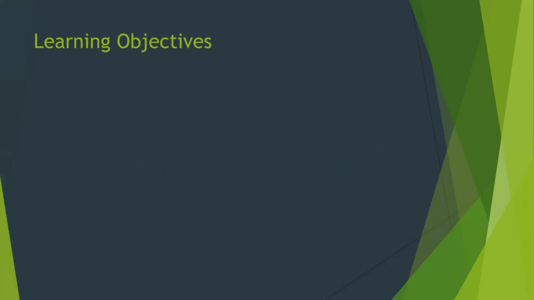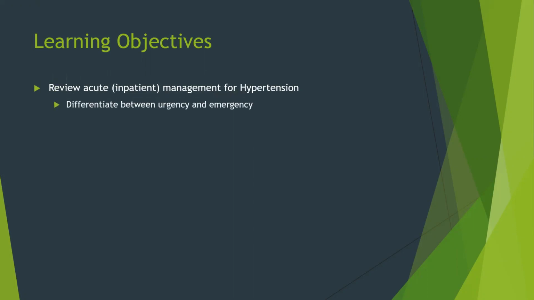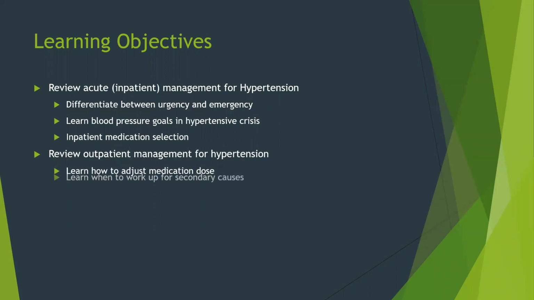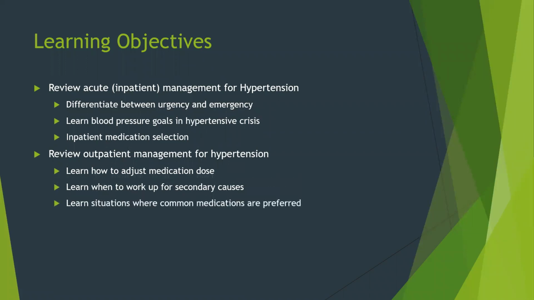Our learning objectives here for this lecture are fairly simple. We're going to do the hard part, reviewing acute inpatient management for hypertension. I want to get a couple of details here. Differentiate between urgency and emergency. That's probably something you've heard multiple times at this point. Learn blood pressure goals in hypertensive crisis, what exactly to do, and what medications to select on the inpatient side. And once we've talked about the inpatient side, we'll talk about the outpatient management. How to adjust medication doses, when to work up for secondary causes, learning situations where certain common medications are preferred.